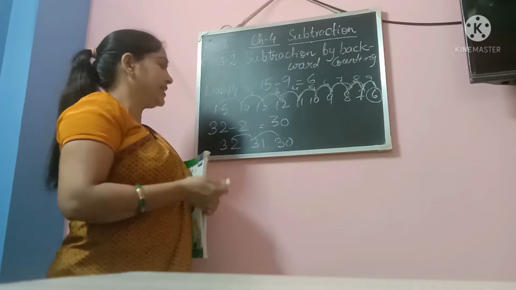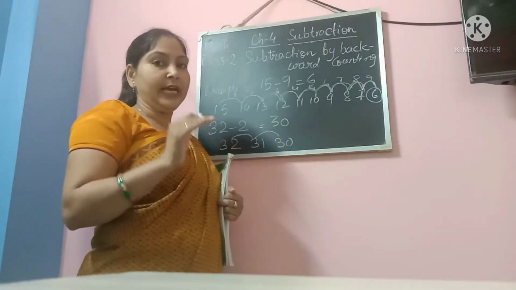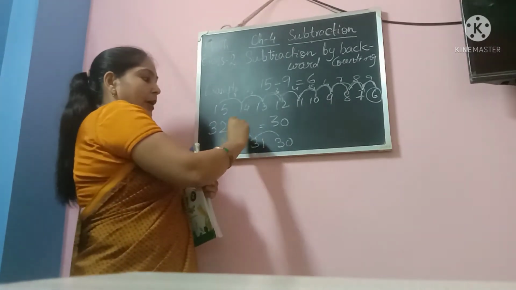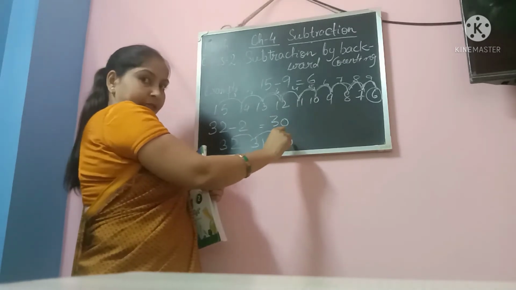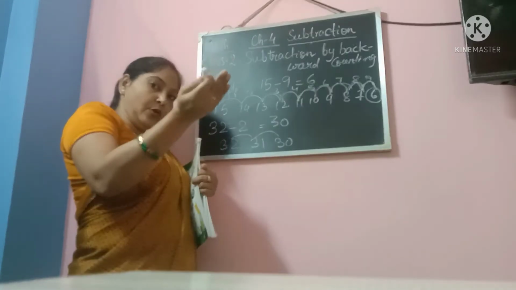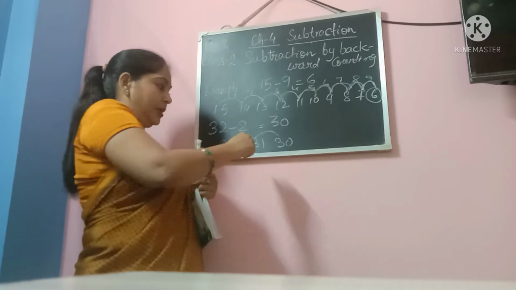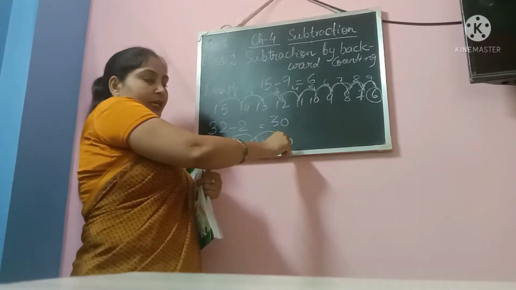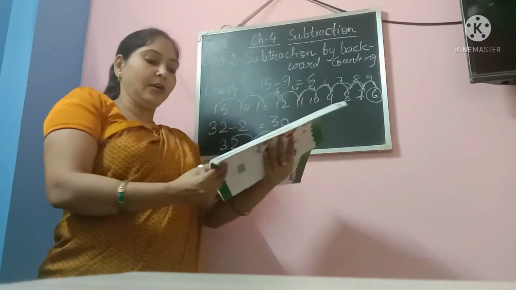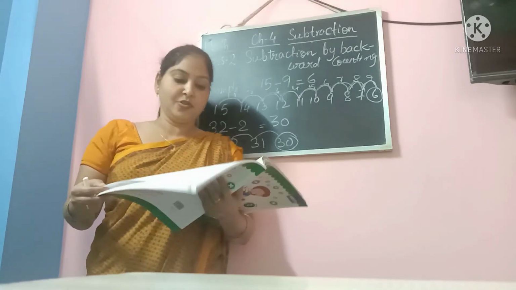Another example, 32 minus 2. Now this also we will do with the help of backward counting. We will start from 32 over here, 32, then 31, 30. We are not moving ahead, we are going backward, okay. So we have to keep on reading the previous number, 32, 31, 30. So the answer is what? 30.